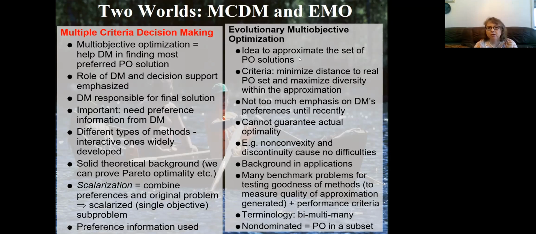And the history of evolutionary algorithms is shorter than mathematical optimization, but the focus in the early years was on a low number of objective functions, where the role of the decision maker was not that much emphasized, and they were more on the technical side. But more in recent years, the decision making aspect has also been gaining more interest in this field, and also incorporation of preference information has become of interest on this side.